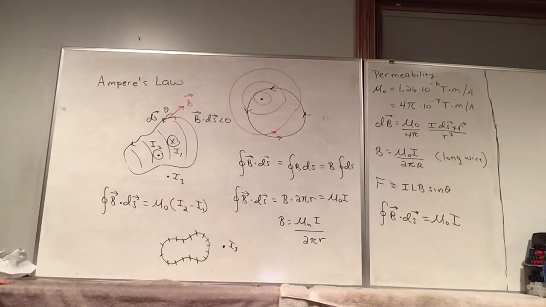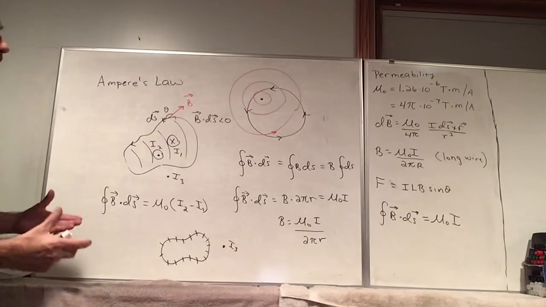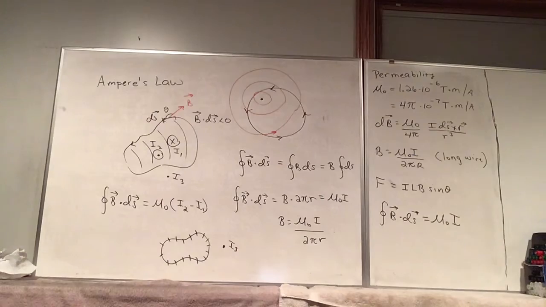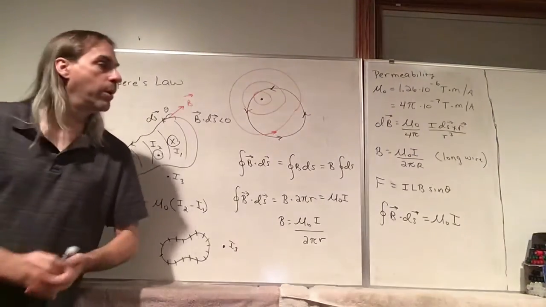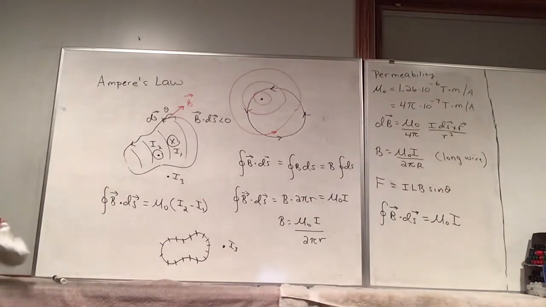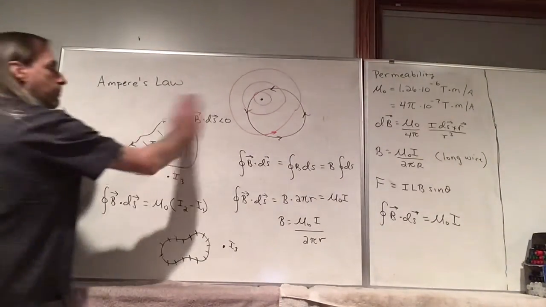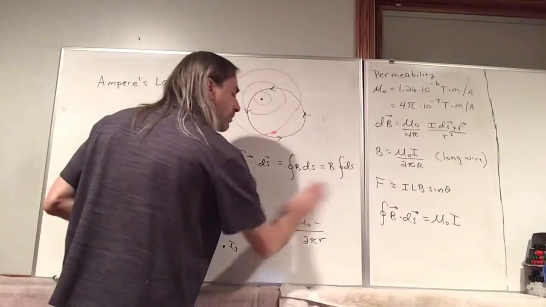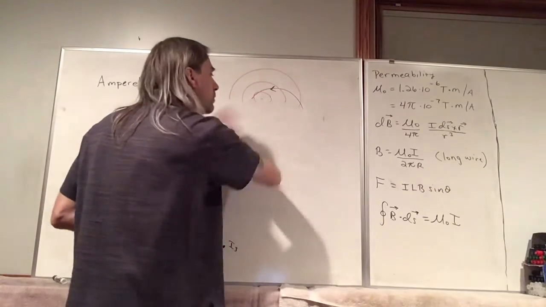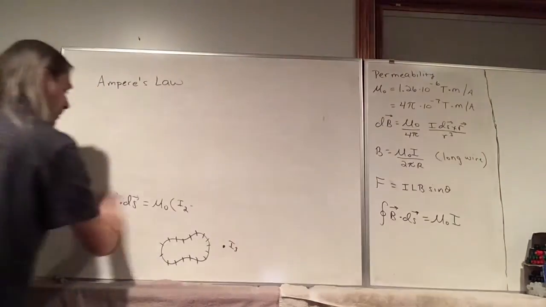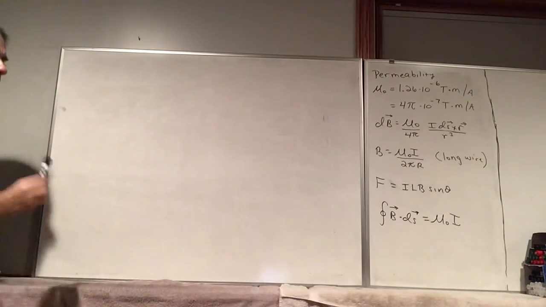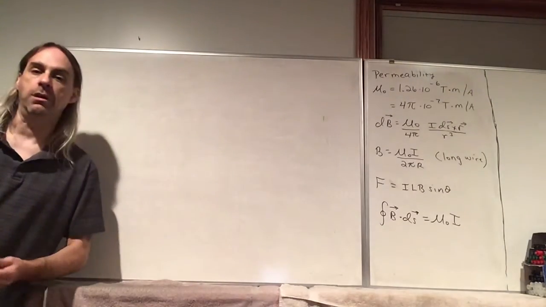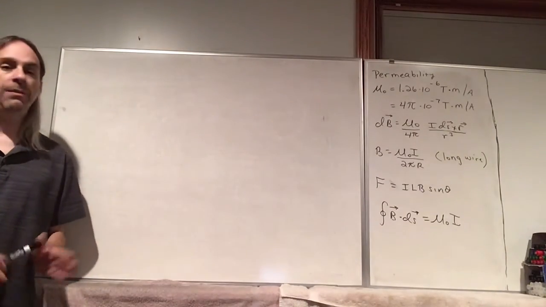That's not the normal situation, though. It's only when you have certain symmetry involved. And there are two examples besides a long straight wire that we're going to consider. One of them is a solenoid, and the other is something called a toroid. I think I'm actually going to do these in separate videos, though. So, I'm going to stop this one here.